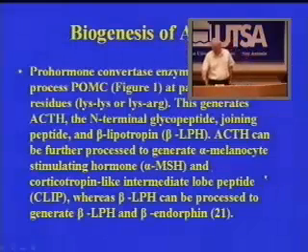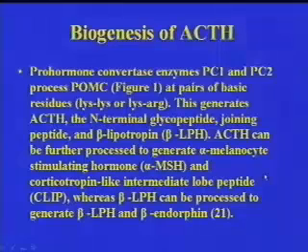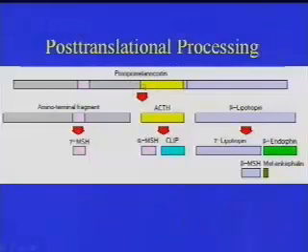So now that I've set the stage for this, let's read through this statement on the biosynthesis of ACTH. So prohormone convertase enzymes, PC1 and PC2, process POMC in Figure 1. So there's at least two types of enzymes that are responsible for those initial cleavages of the prohormone to some of the byproducts, at least ACTH being one of the hormones as a byproduct of that first cleavage.